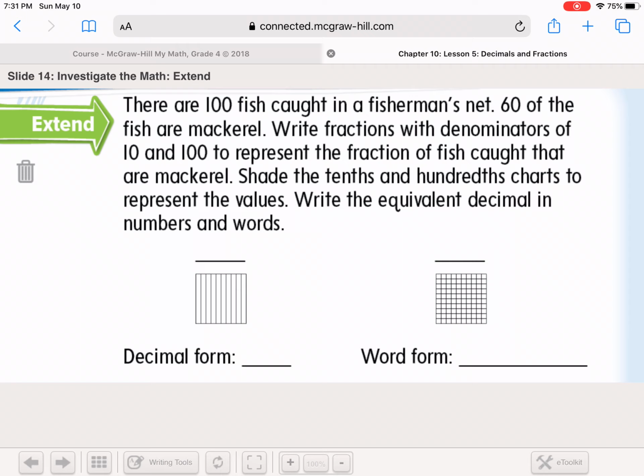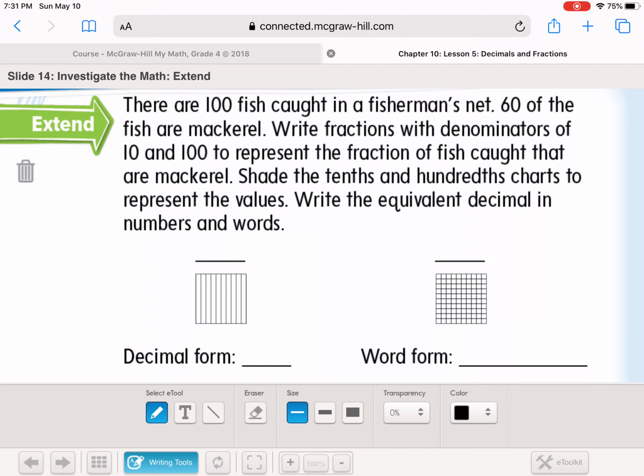By the way, this sounds so hard because it's got so many words, but it's seriously the easiest thing we're ever going to do. Okay, so let's take it piece by piece. First, what we're going to do is write the fraction. This one is out of tenths, so it's 6 out of 10. This one is 60 out of 100.